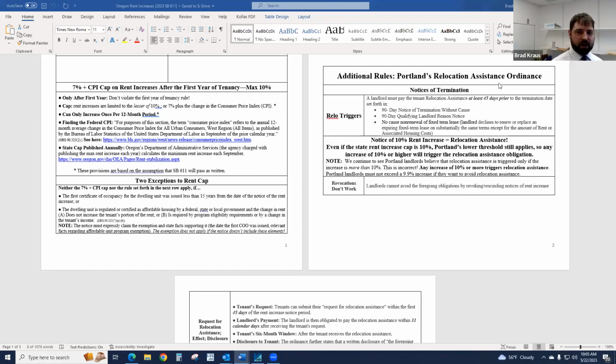All right, with respect to Portland, some other notes. The landlord must pay the tenant relocation assistance if the landlord triggers relo. There are certain triggers to relo. If the landlord in Portland serves a 90-day no cause notice, a 90-day with a QLR, or a no cause non-renewal. So keep that in mind. Again, this is not really a no cause section, but that's for reference.